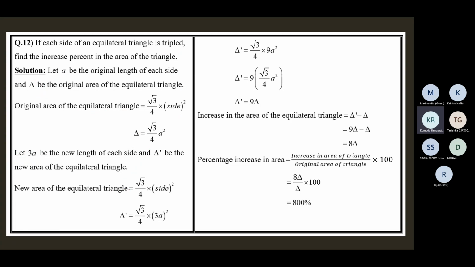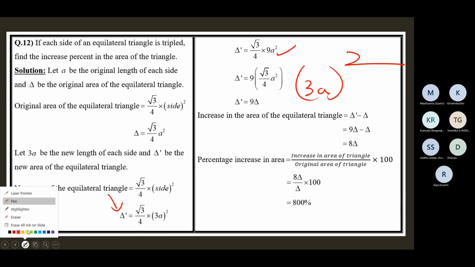Now how do you find the new area? √3/4 into side square, and the side is 3A. It's not 3A square like this. The side is squared. What is the side? 3A. So it is 9A square. Don't write the side is squared, 3A square like this. That's wrong. Whatever is the side, the entire thing is squared. 3A is the side, the whole thing is squared. So 9A square. So delta dash, because the new area is delta dash, is equal to √3/4 into 9A square.